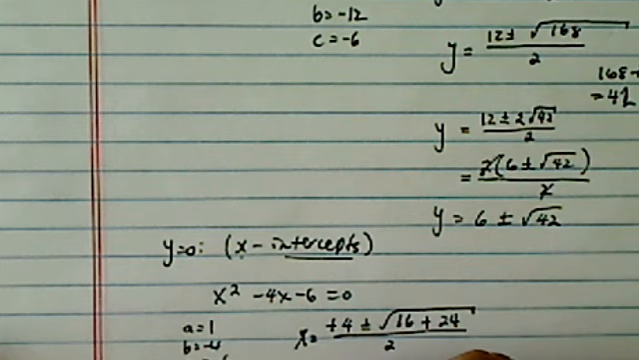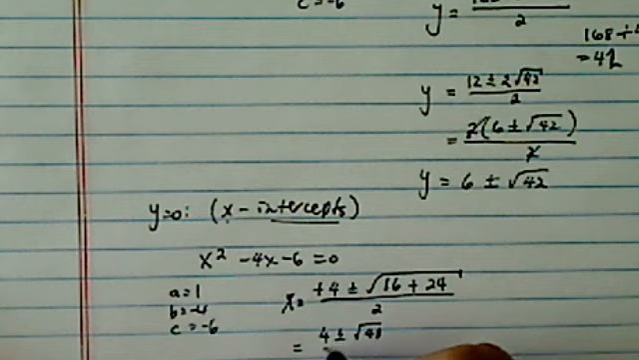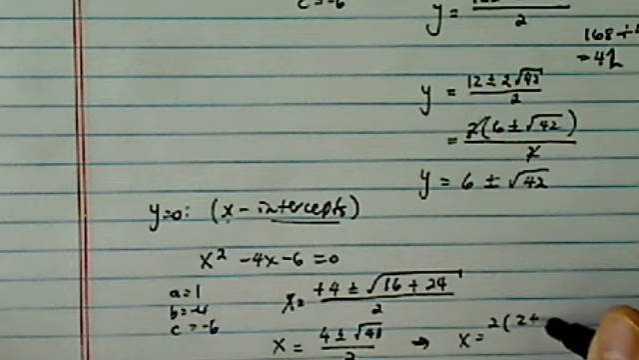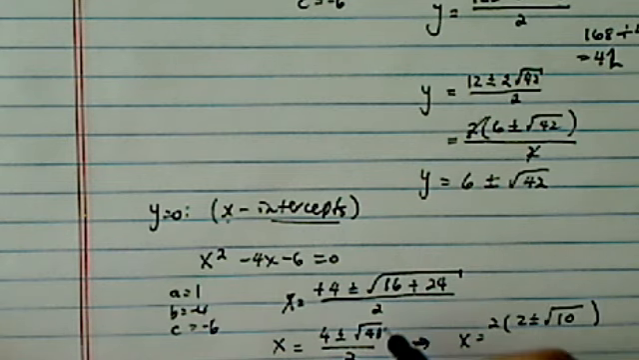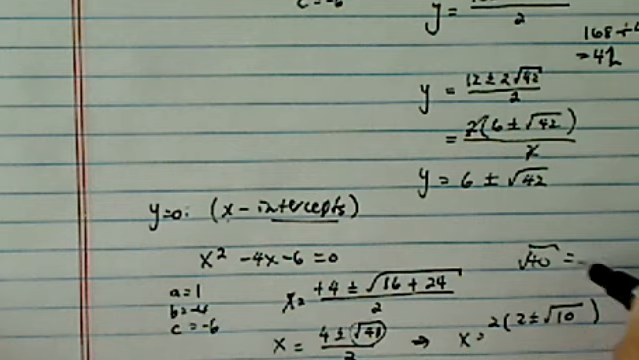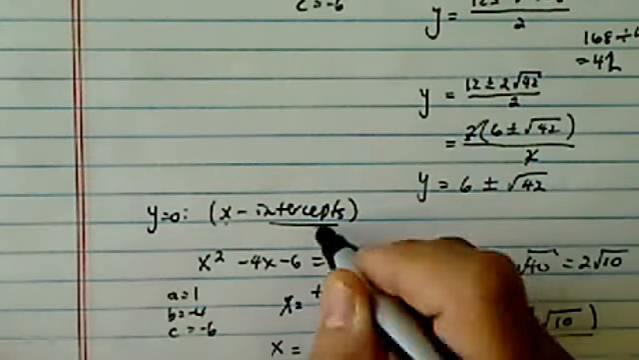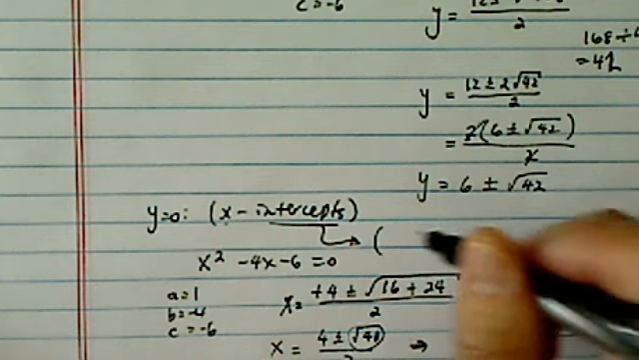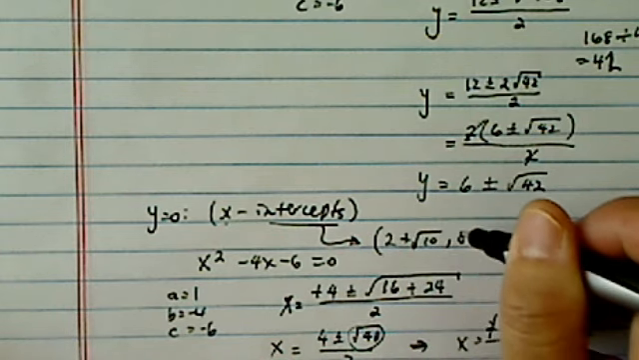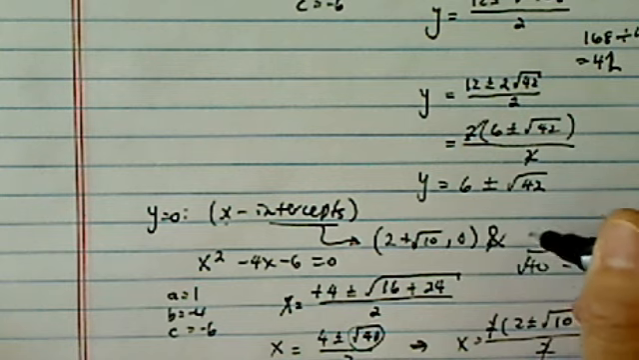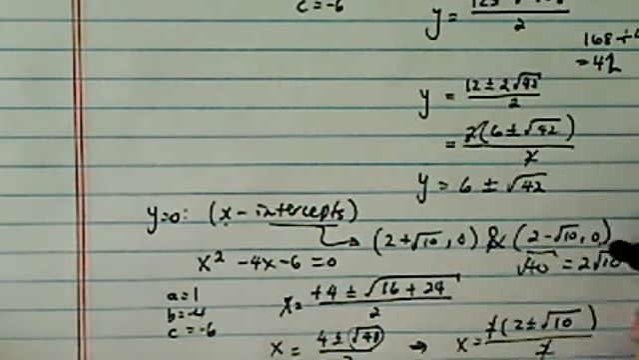And I have 4 plus or minus the radical of, let's say, 40, divided by 2. So taking the factor of 2 out, 2 plus or minus radical of 10, because 40 is really the radical of 4, which is 2, times radical 10, and dividing by 2 cancels out. So our x-intercepts are 2 points. I have 2 plus radical 10 and 0, that's 1 point, and 2 minus radical 10 and 0.